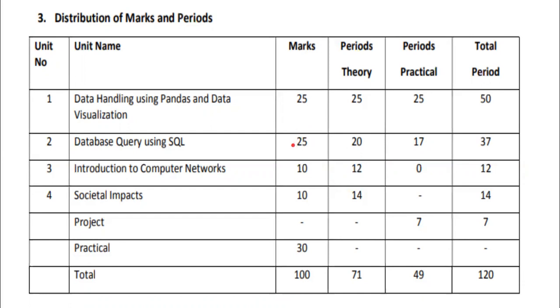Scoring a good mark, that is above 80, is very easy from this IP, and you can increase your overall percentage. Okay, then again we have 2 more units: introduction to computer networks, which has 10 marks, and societal impact, which again has 10 marks. These both are theory chapters, easily you can read and understand. The teachers will teach you, but still I'm telling you, if you read it yourself, you can easily understand it. So the first unit is data handling using Pandas and data visualization.